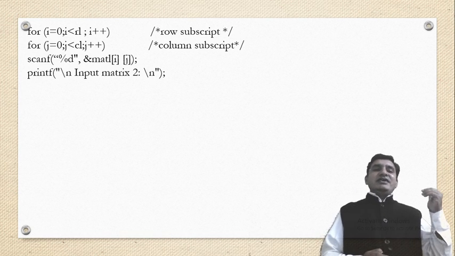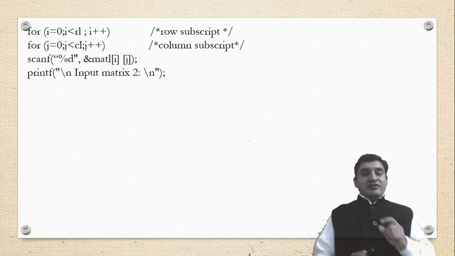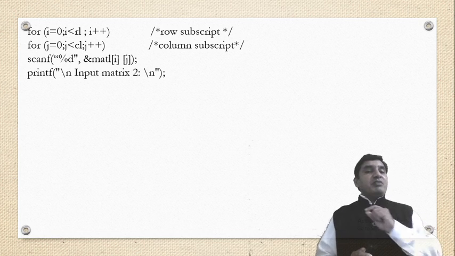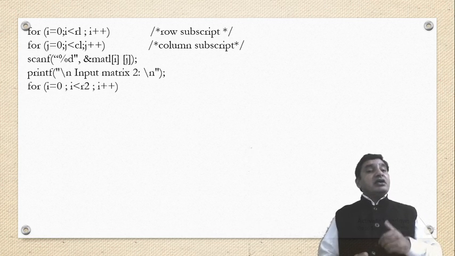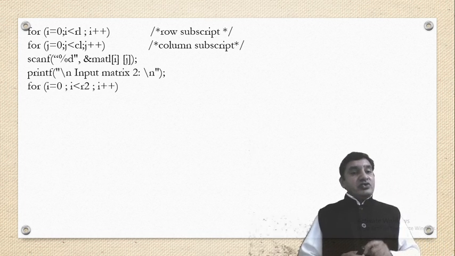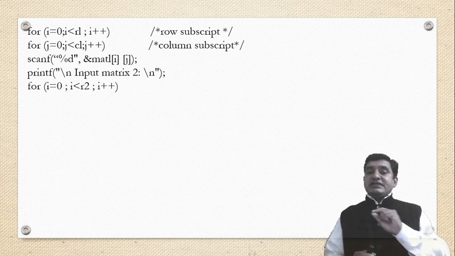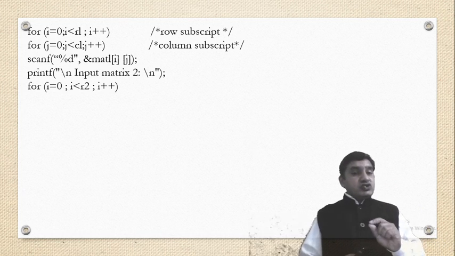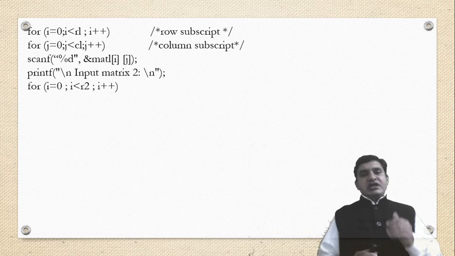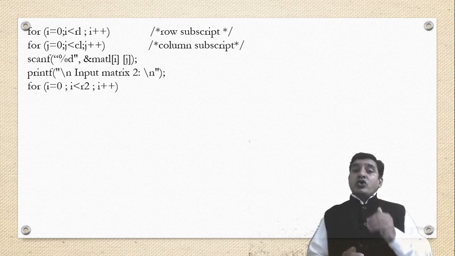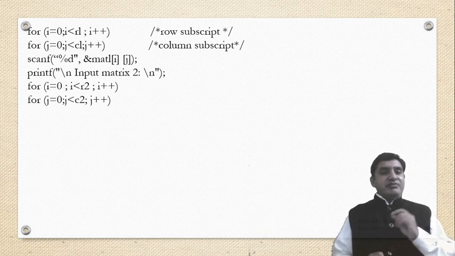Now we have to enter the second matrix. For that, the message displayed on the screen is "Input matrix second". Again we use a for loop, i is equal to 0, i is less than r2, that is the number of rows of the second matrix, and then i is incremented. This is for the row subscript of the second matrix.